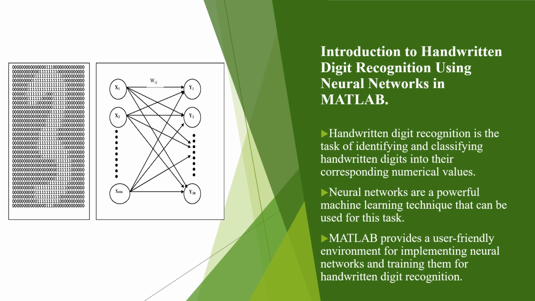Here we can see the introduction to handwritten digit recognition using neural networks in MATLAB. Handwritten digit recognition is about identifying handwritten digits and classifying them into numerical values using neural networks, particularly in the MATLAB environment. Neural networks are a powerful machine learning technique that can be used for this task, and MATLAB provides a user-friendly environment for implementing neural networks and training them for handwritten digit recognition.